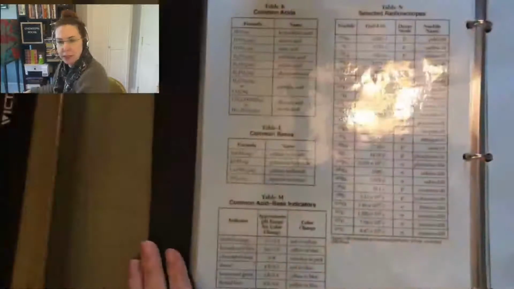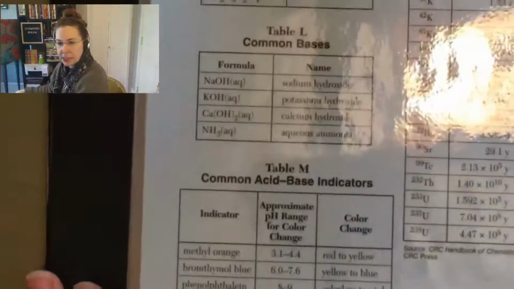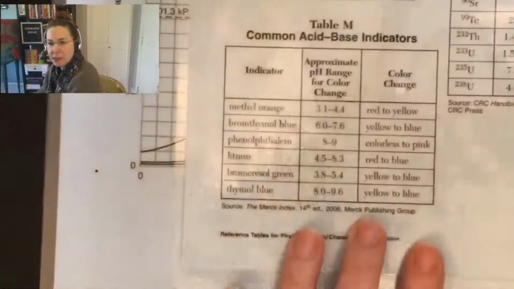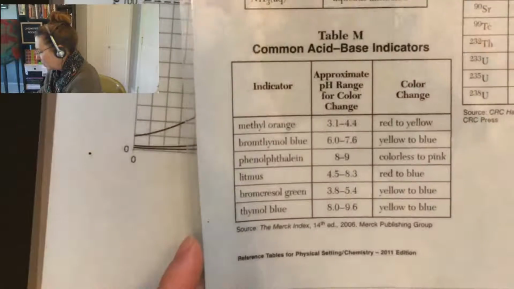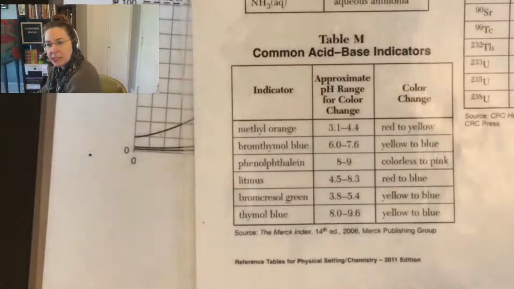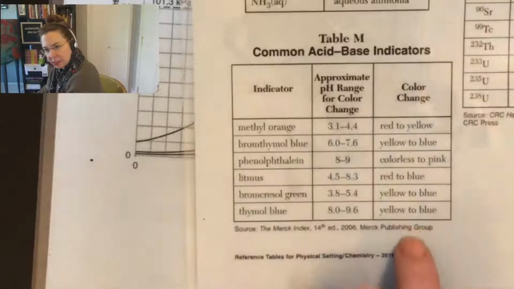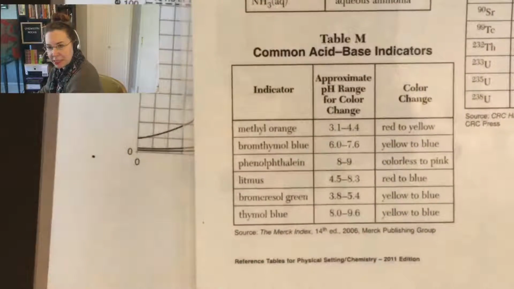Alrighty. And she asked me to also take a look at table M. So let's take a look there. Give me just a moment to adjust my page. Okay. So table M has our indicators on it. The thing to remember about table M is that your indicator is listed on the left, the color shift is listed on the right, and where that color shift happens is listed in the middle.